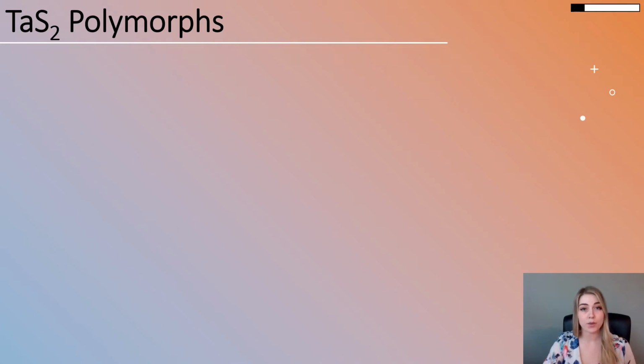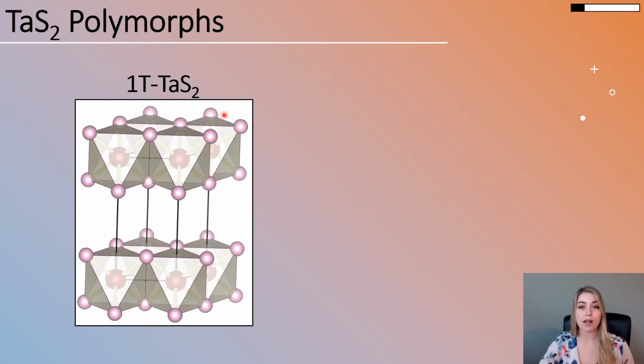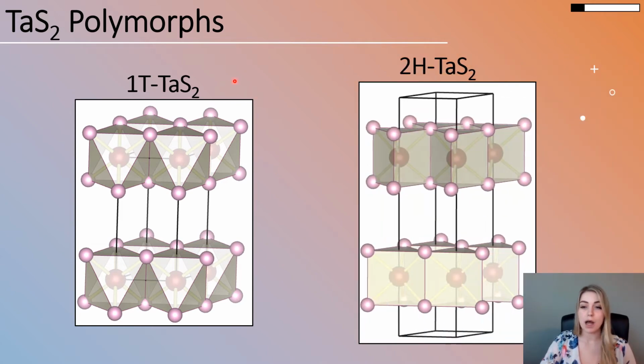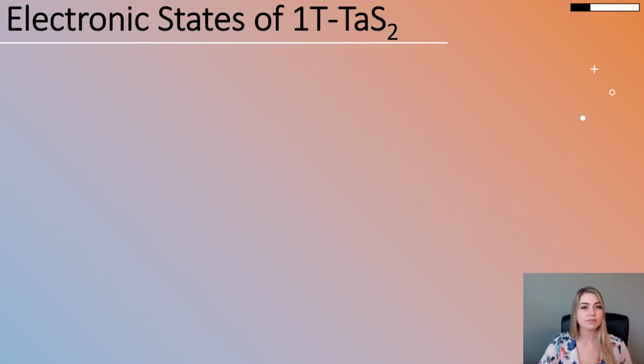Now, TaS2 has quite a few polymorphs. A polymorph is substances that have the same chemical composition, but they differ in their atomic arrangements. And different polymorphs have different stabilities, which depend on their bond to neighboring molecules. Today we will be discussing the 1T type, but just as a comparison, there is a 2H type, and you can see that they do have different atomic arrangements.